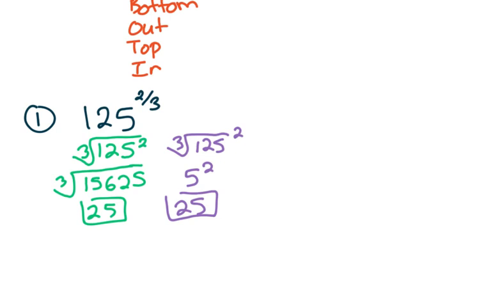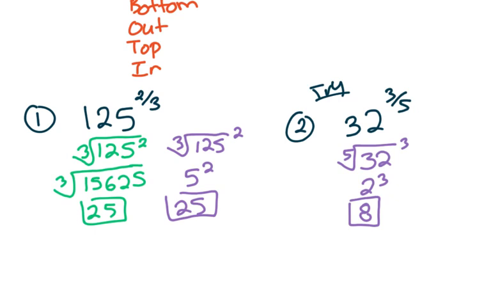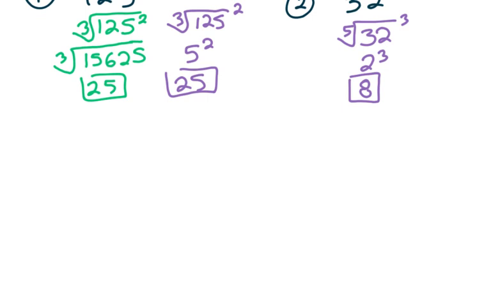All right, so what I'd like you guys to do is go ahead and try 32 to the 3/5 power. Go ahead and pause the video and try this one on your own. All right, so you should get 8 for this one. The 5th root of 32 is 2, and 2 to the 3rd power is 8. All right, let's keep going.